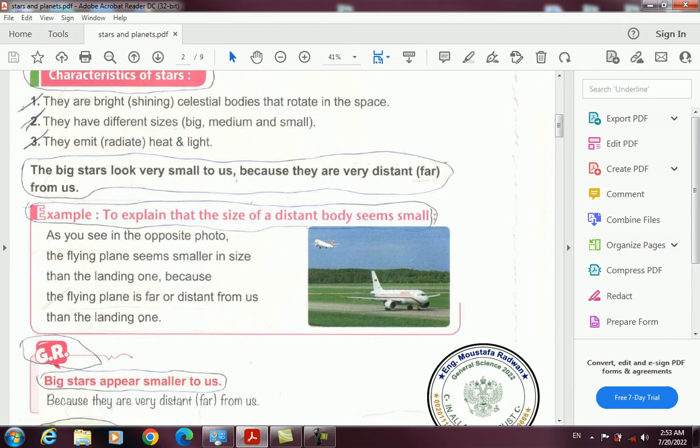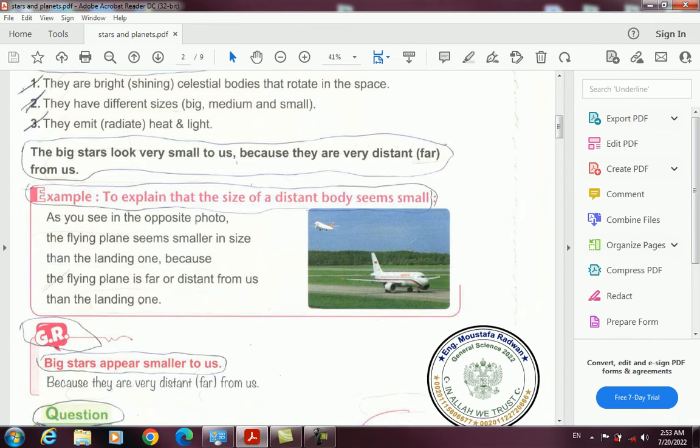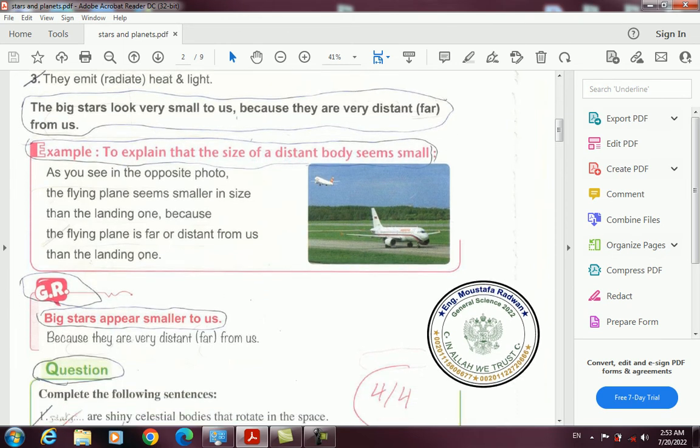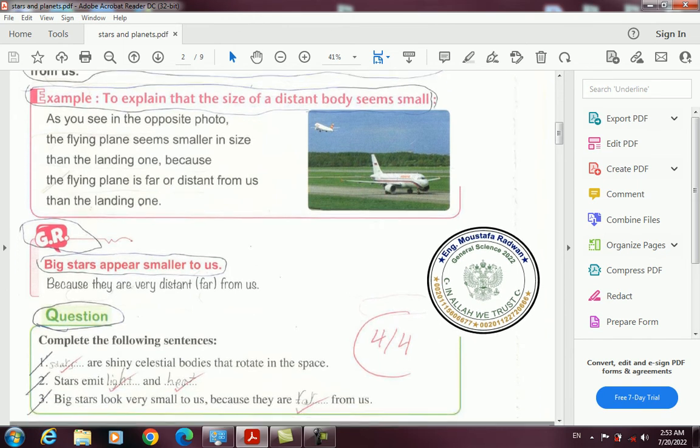The first one is that they are bright, shining celestial bodies that rotate in space. The second thing is that they have different sizes: big, medium, and small. The third thing is that they emit or radiate heat and light. They give out heat and light. So the big stars look very small to us. Why is that? Because they are very distant, very far away from us, like millions of kilometers.